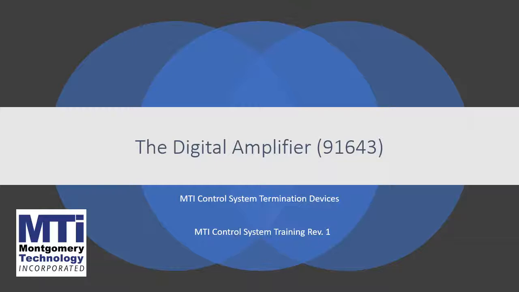And in this course, we will look at the MTI Digital Amplifier, or Digicom device as we call it, model number 91643 or model number 91743. This device is the main workhorse of the MTI intercom system and integrates the MTI intercom system in with the larger security control system.